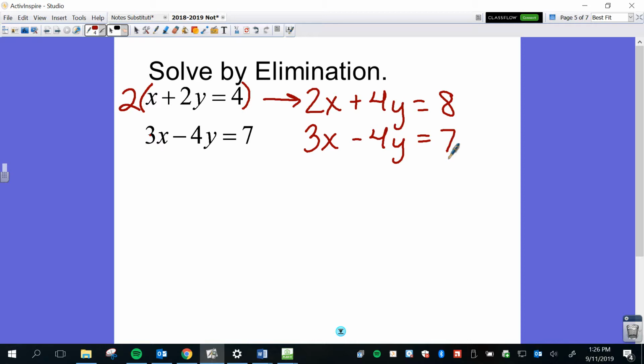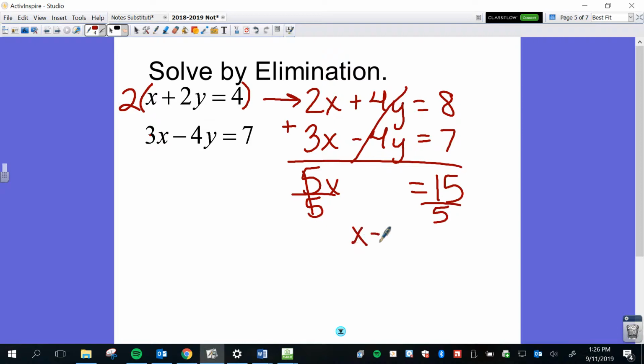Now we're going to add equations together. So we're going to add these together. And this is like 4th grade addition, right? You know, your big long equal sign, you add vertically. So 2x and 3x, 5x. 4y and negative 4y, 0 pair, there's nothing there, equals 8 plus 7 is 15. Now, didn't that simplify really quickly for us? Yes. Isn't that a quick equation? Solve for x. Divide by 5.